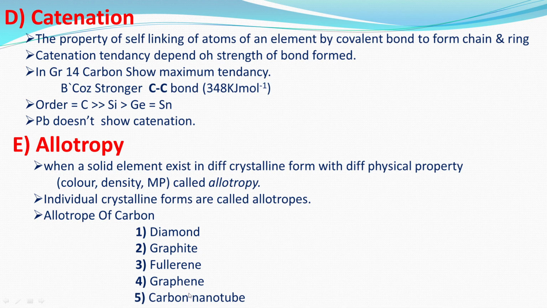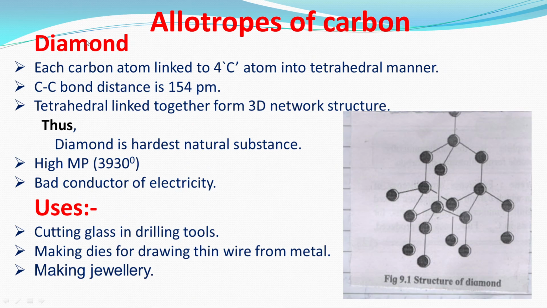Here, the structure, hybridization and the uses. Firstly, we study the first allotrope of carbon, diamond. Here is the structure of diamond. In this structure, each carbon atom is linked to 4 carbon atoms in a tetrahedral manner. The carbon-carbon bond distance is 154 picometer. The tetrahedra linked together form a three-dimensional network structure.